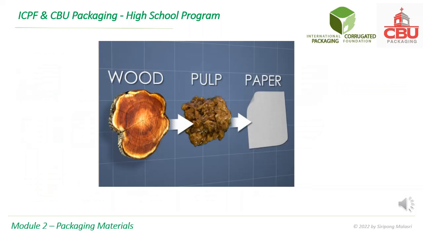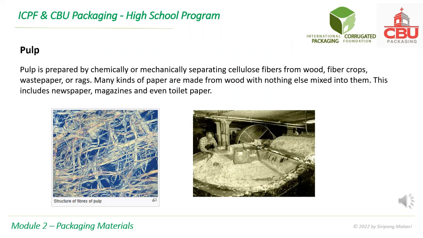Paper is made from pulp, and pulp is made from wood. Pulp is prepared by chemically or mechanically separating cellulose fibers from wood, fiber crops, waste paper, or rags. Many kinds of paper are made from wood with nothing else mixed into them. This includes newspaper, magazines, and even toilet paper.